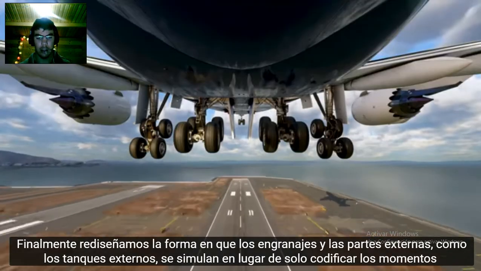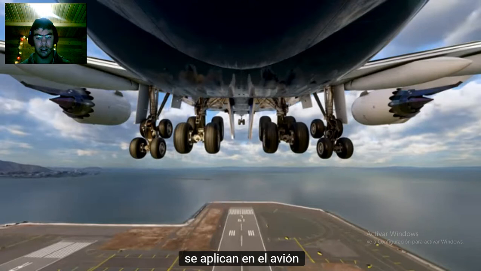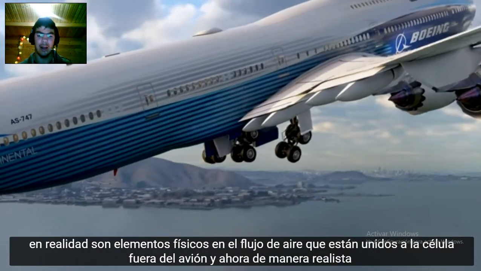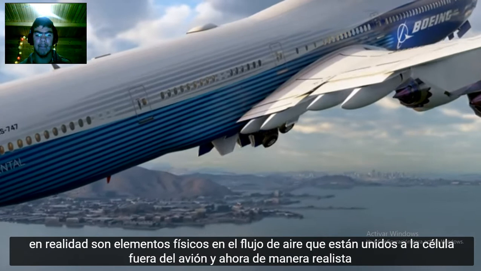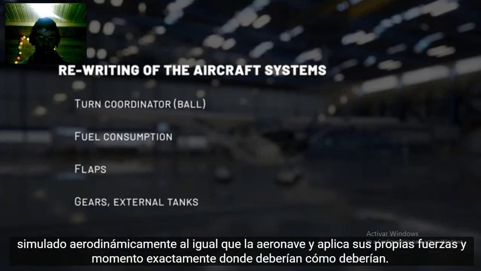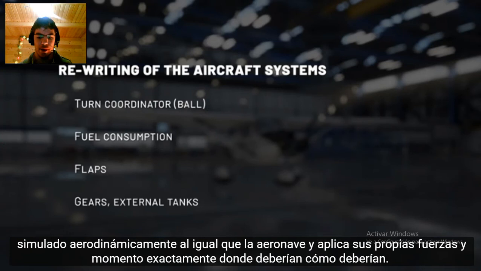We reworked the way gears and external parts like external tanks are simulated. Instead of just hard coding the moments they apply on the aircraft, they are actually physical elements in the physics. Las físicas de los elementos más reales, donde deberían, como deberían.